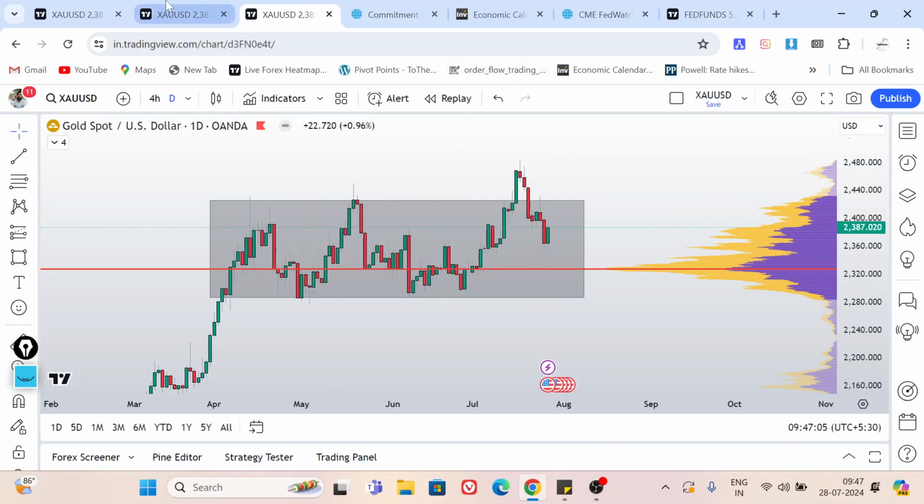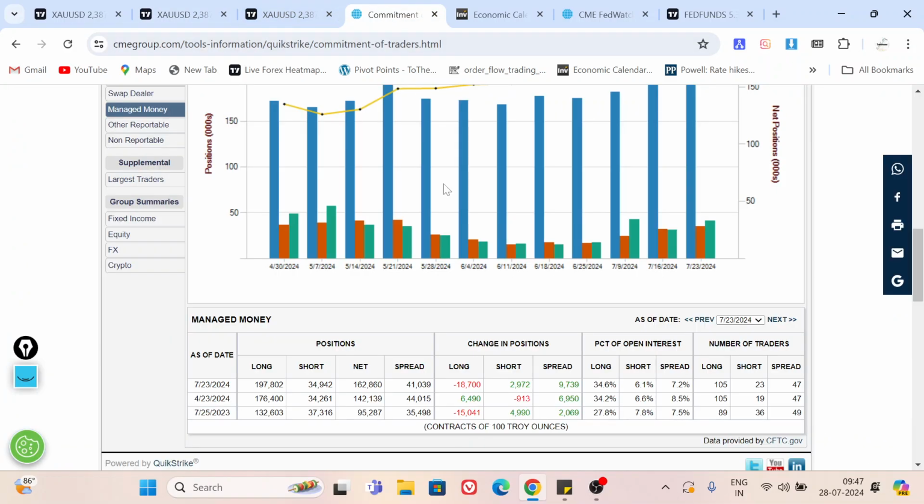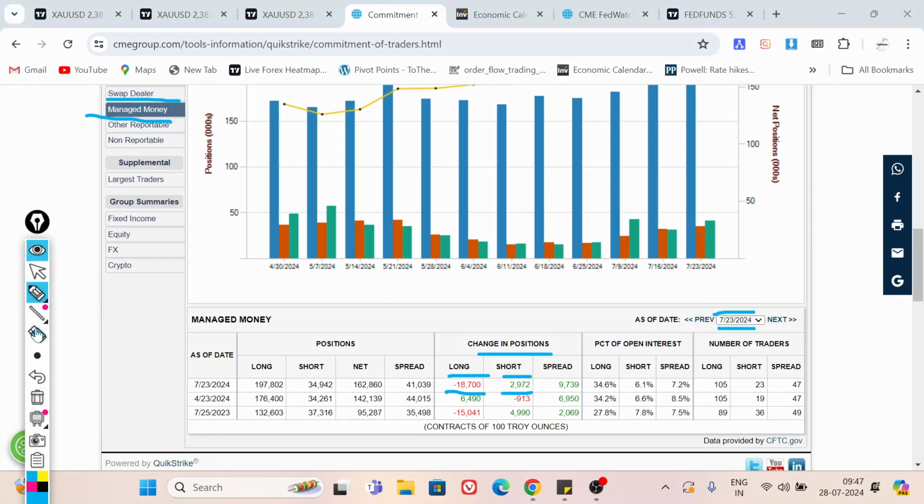So before going into the price action, let's discuss the latest COT, that is the Commitment of Traders report. As usual we are looking at the positions of the managed money, and if we look into the positions of the managed money for this particular week, you can see that this time they decreased, or you can say they covered their long positions by 18700. So they decreased their net long positions by this number, and this is a big number actually.